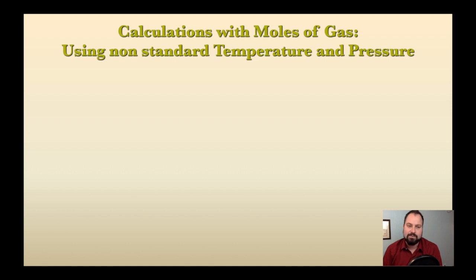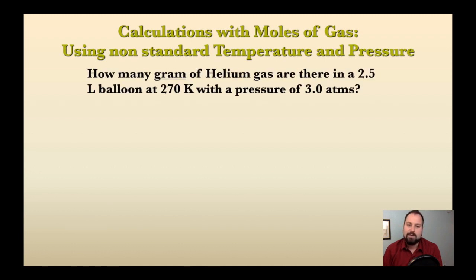Okay, what about the other way around? It's a little bit more difficult. So this is how many grams, let's say, of helium gas are there in a 2.5 liter balloon at 270 Kelvin. Notice there's no degree for Kelvin. That's because it's an absolute unit. Interesting little factoid. You're not going to get penalized if you put a degree by mistake, but just so you know, Fahrenheit and Celsius get degrees, Kelvin does not. With a pressure of 3.0 atmospheres. Okay, I should have given you enough time to pause it if you wanted to.